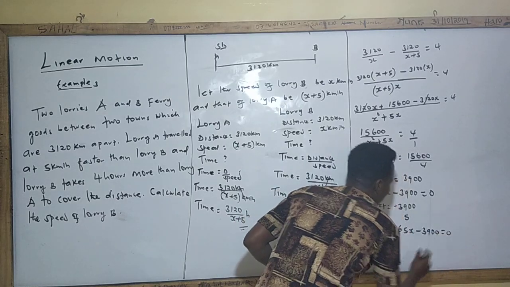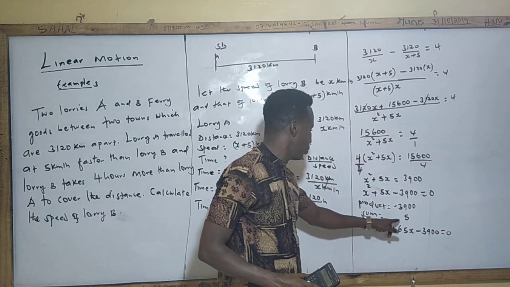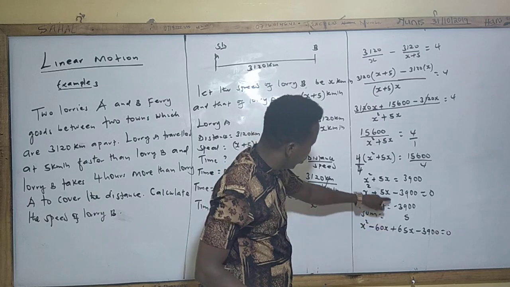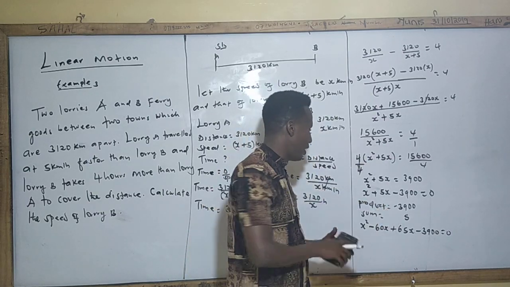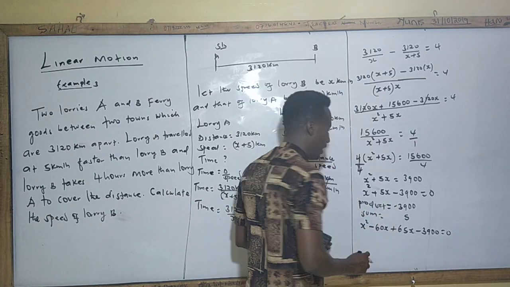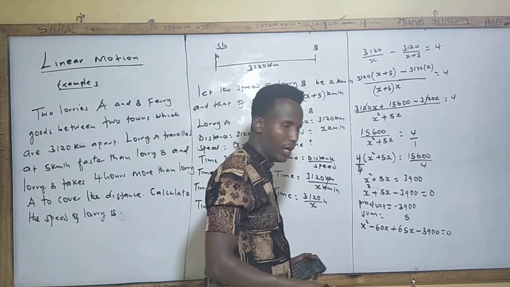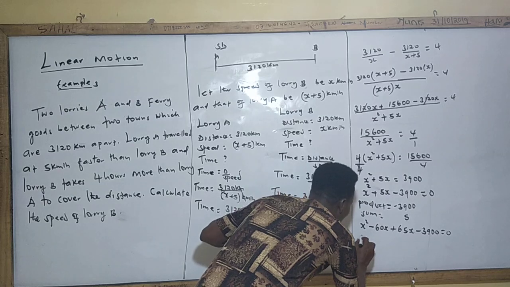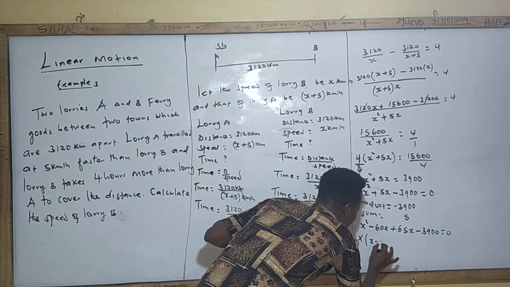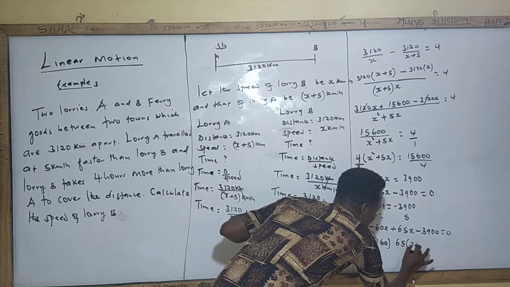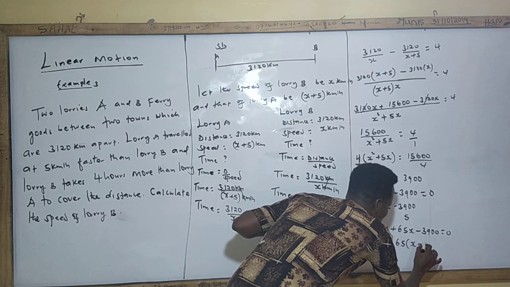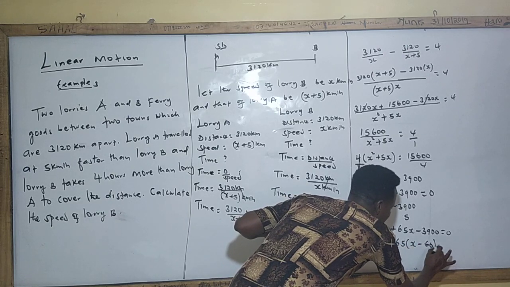Is equal to 0. Now guys, why are we saying the bigger number is positive? Why are we saying 65 is positive? Because when you go to the sum, we have a negative number, but on the product side, we have negative 3,900. So the bigger number will be positive. So here, the common factor is x minus 60. Then here, we will have 65 into x minus 60, is equal to 0.